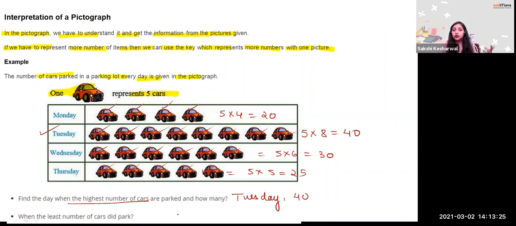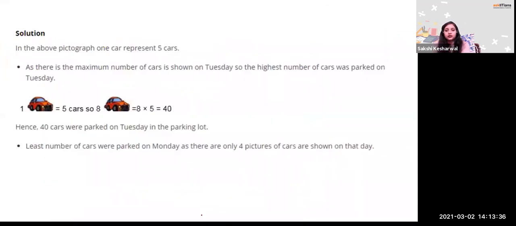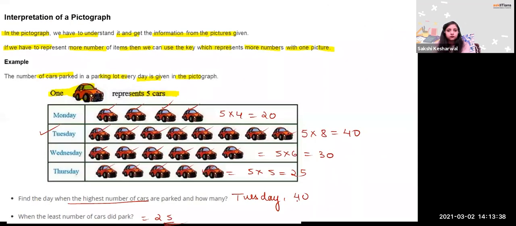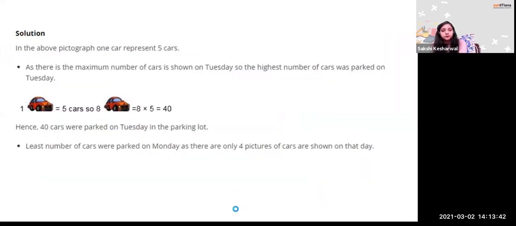What is the least number of cars we parked? So the least we parked was on Thursday. There were 5. And what was the least? That is 5 into 5, which equals 25. That's it. Got it, right? So these are the answers written. Oh, in fact, it's Monday, 20 hours, right?